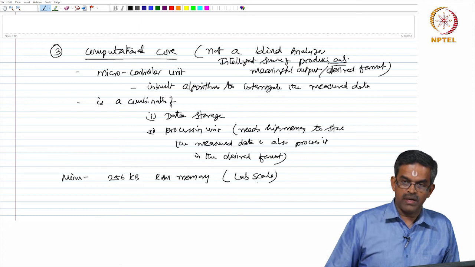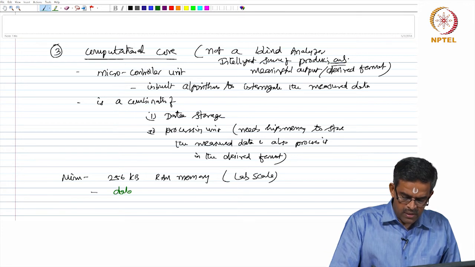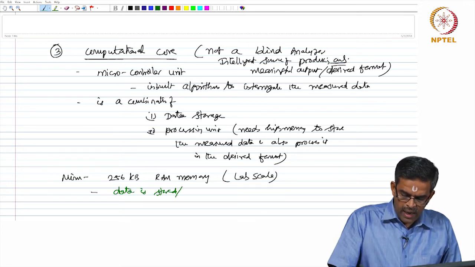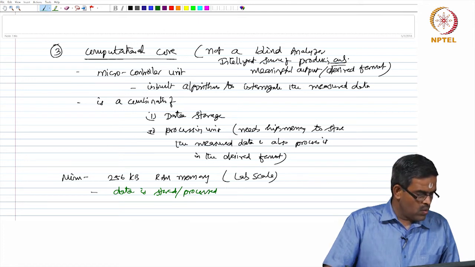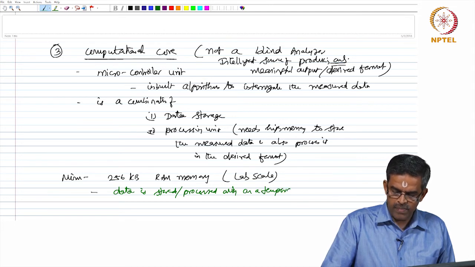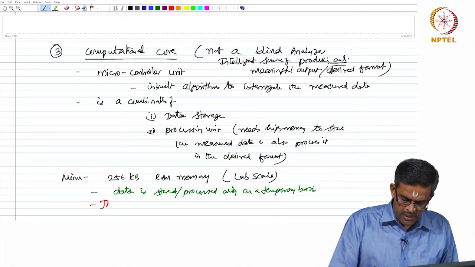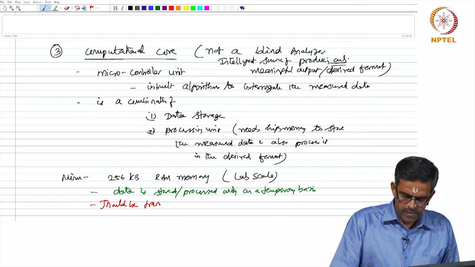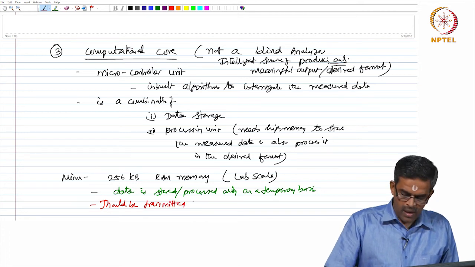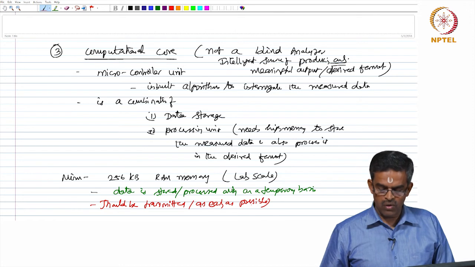So do not get confused with real time analysis. The idea here is that data is stored and processed only on a temporary basis. Then you may ask me a question: what will happen to the data? The data should be transmitted as early as possible. It is not going to act as a permanent data storage packet for the whole health monitoring system.